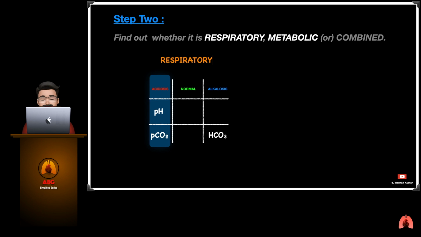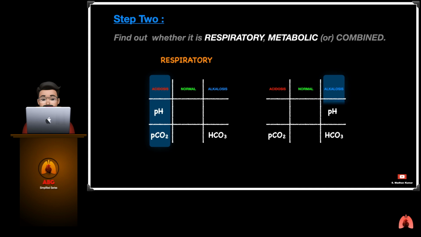If the pH is under the same column as PCO2, it is known as respiratory. And if the pH is under the same column as HCO3, it is called metabolic. Here, PCO2 represents lungs and HCO3 represents the kidneys.